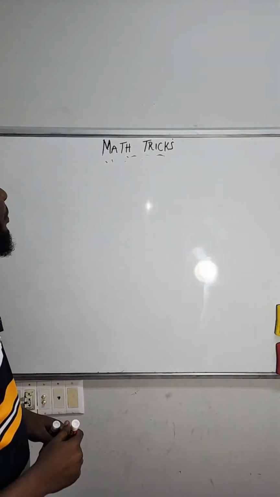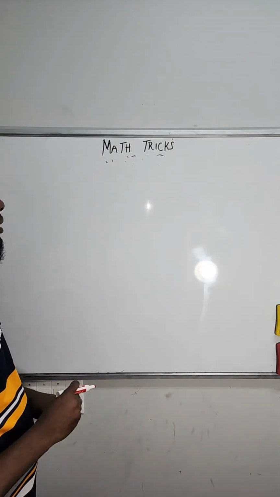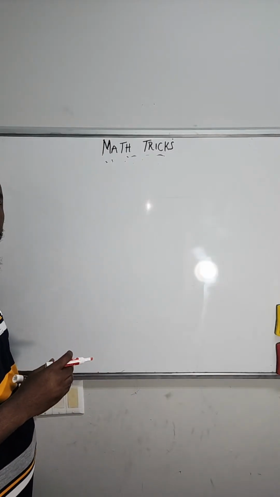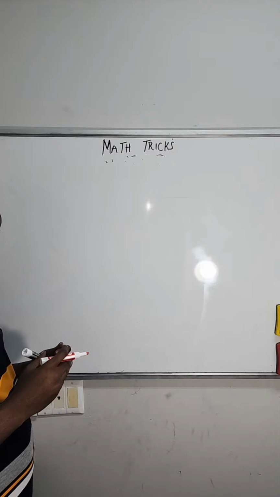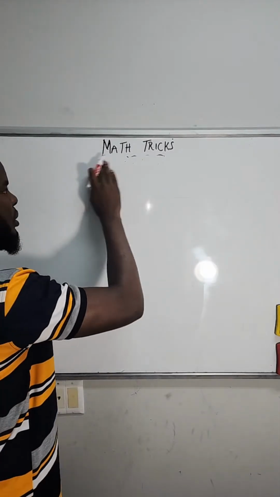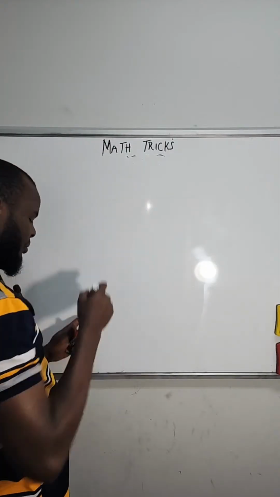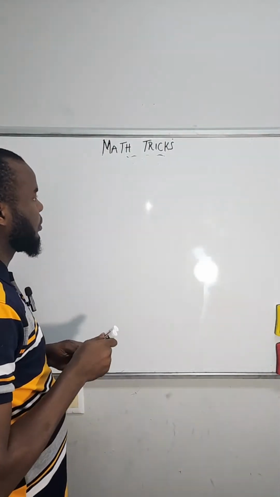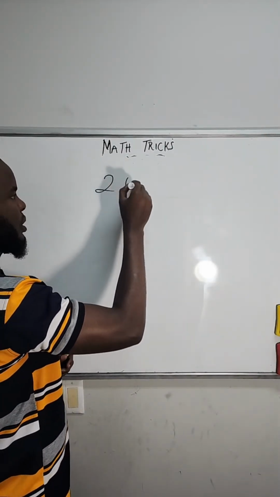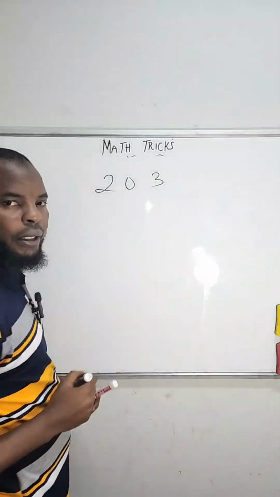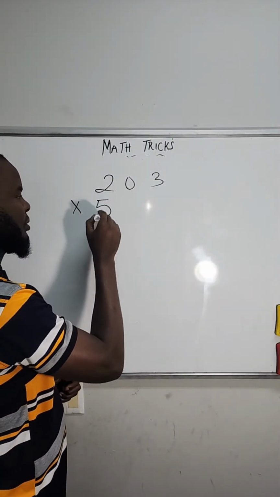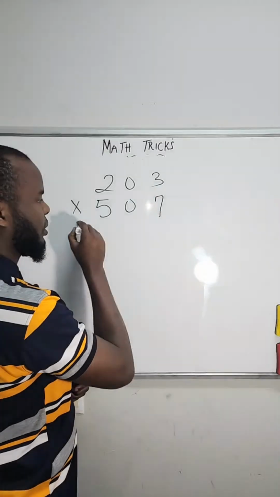Okay, now the next, multiplying numbers where you have zeros in between. And I'm going to give this example. Here we have multiplication of large numbers. For example, we have 203 multiplied by 507.